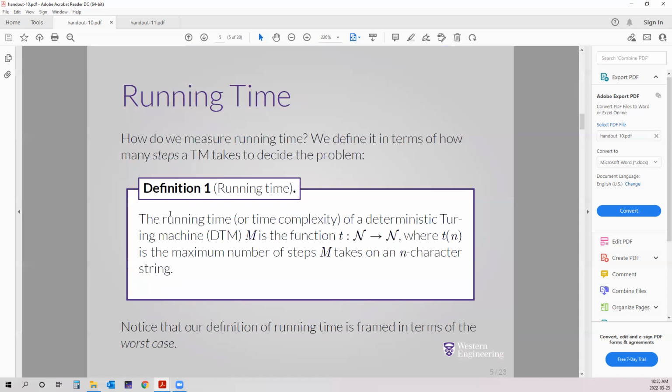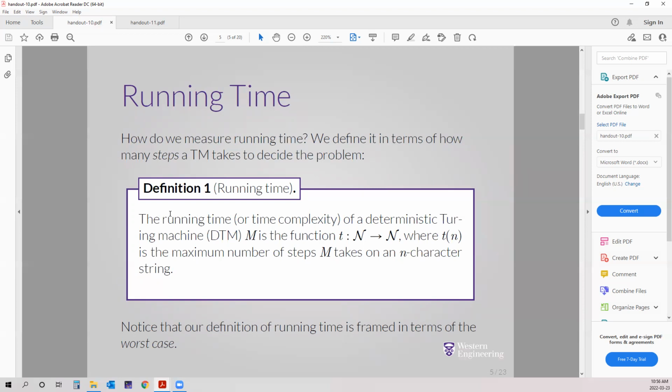Running time. What do we mean by running time? How do we measure running time? We define it in terms of how many steps a Turing machine takes to decide the problem. So, definition 1, running time. The running time or time complexity of a deterministic Turing machine, DTM, M is the function T from N to N, where T of n is the maximum number of steps that the Turing machine M takes on an n-character string.